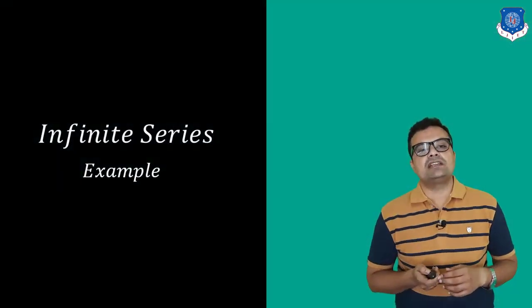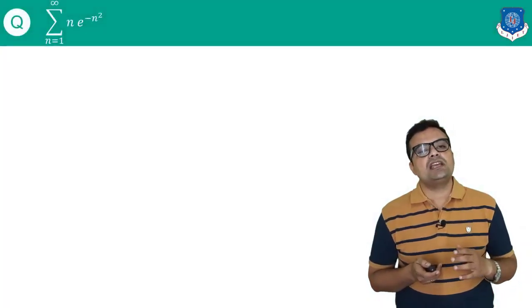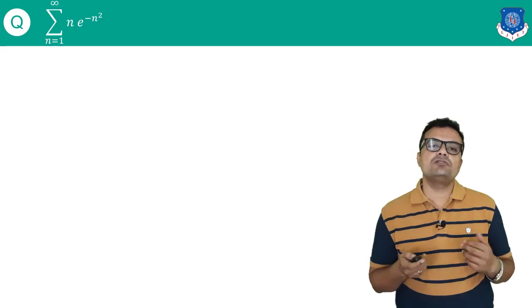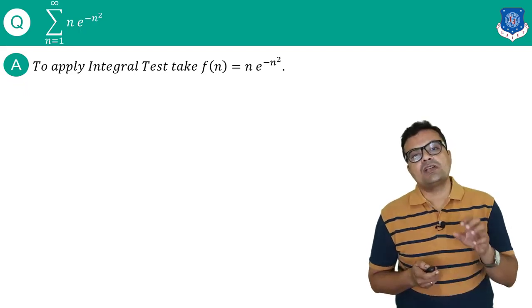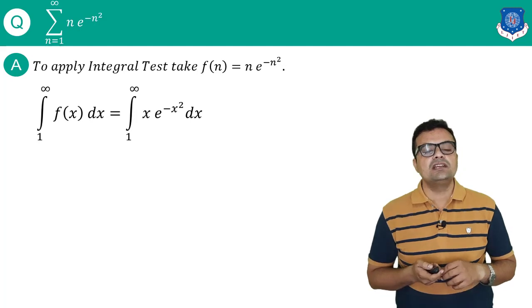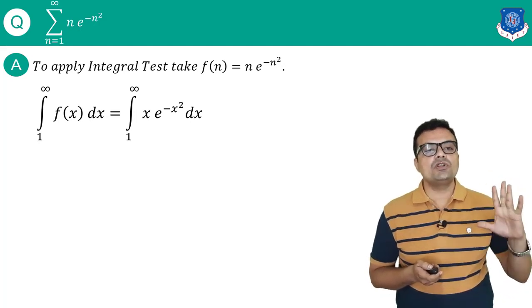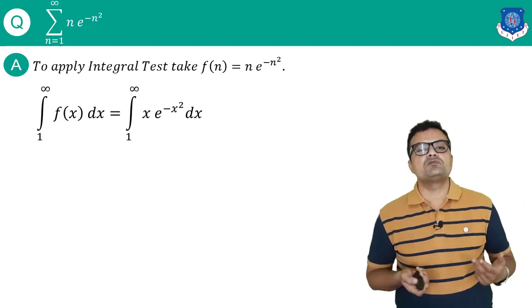Now let us consider one example. For example, if I want to take the summation of n e raised to minus n square, with n equal to 1 to infinity, and I want to check what is happening to its convergence. To apply this integral test, I am assuming a function f of n which is given by n e raised to minus n square. Now I am taking the integration from 1 to infinity of f of x dx. So that gives me the integral from 1 to infinity of x e raised to minus x square dx.